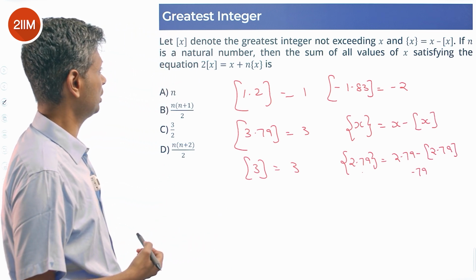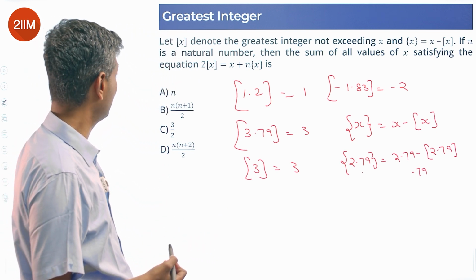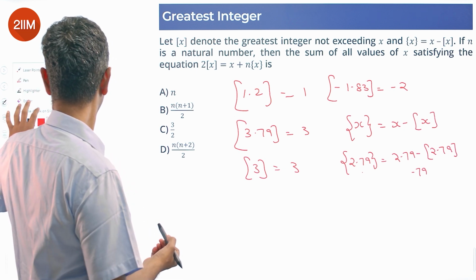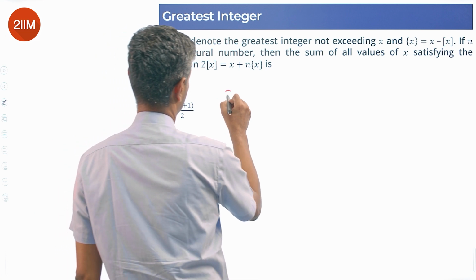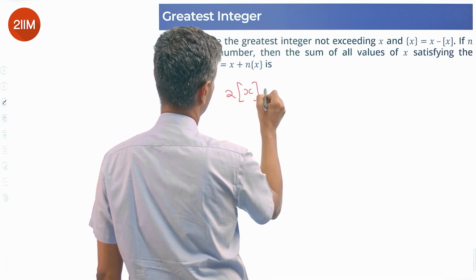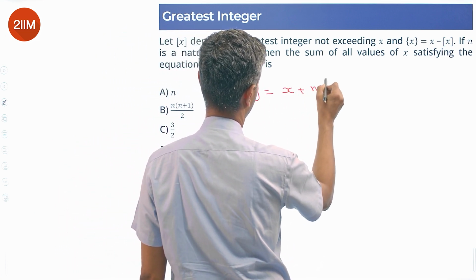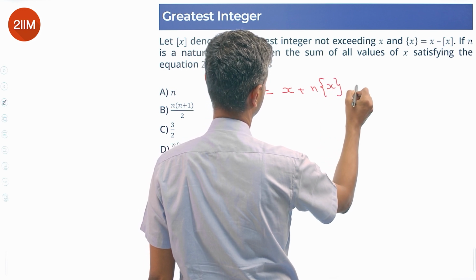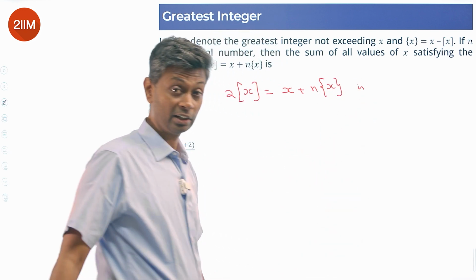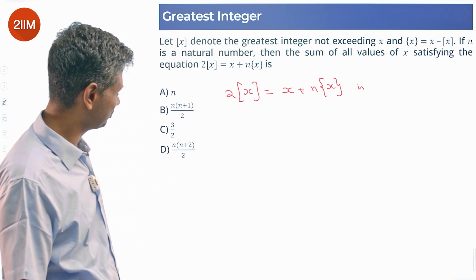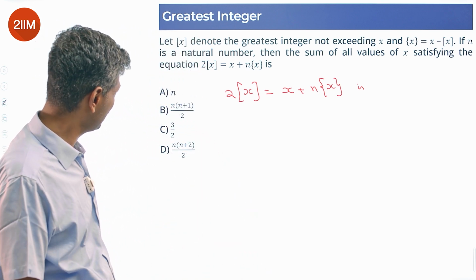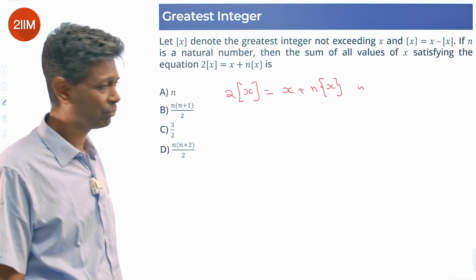If n is a natural number, then the sum of all values of x satisfying the equation 2 into greatest integer of x equals x plus n times decimal part of x. I don't even know how to approach this question. When n is a natural number, the sum of all values of x satisfying the equation is what is that equal to.